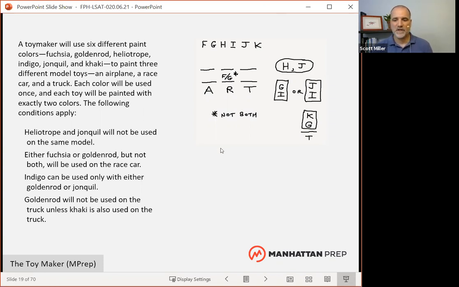So the if part, the conditional part, is really important, and you want to make sure that you capture that in your rule. Anytime you have language like unless or if or only if in a rule, you need to make sure you capture the conditional nature of the rule. So if G is there in the truck, then we have to have K with it. Is it possible to have K in the truck without G? Could K be in the truck and then maybe G be in, I don't know, the race car? Is that okay? Would that work? K without G?